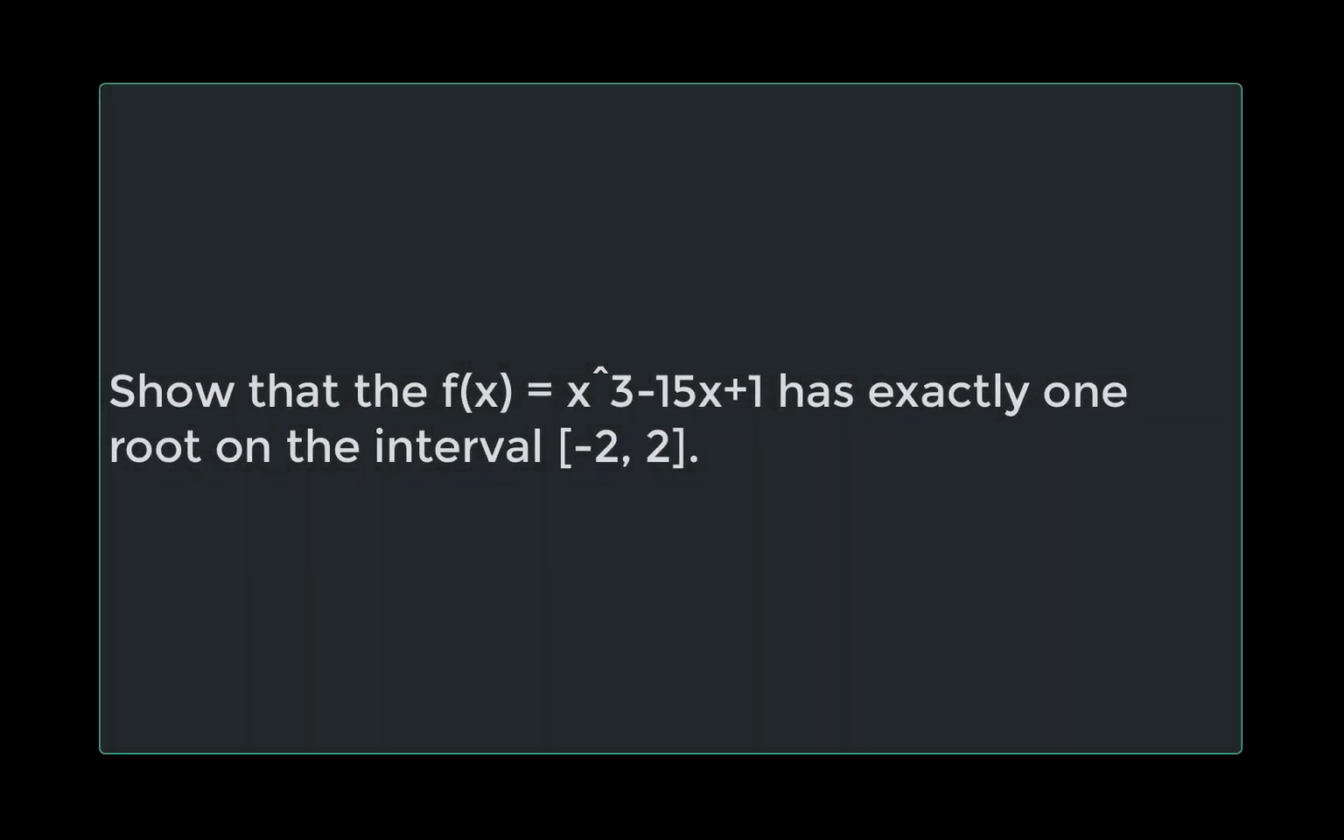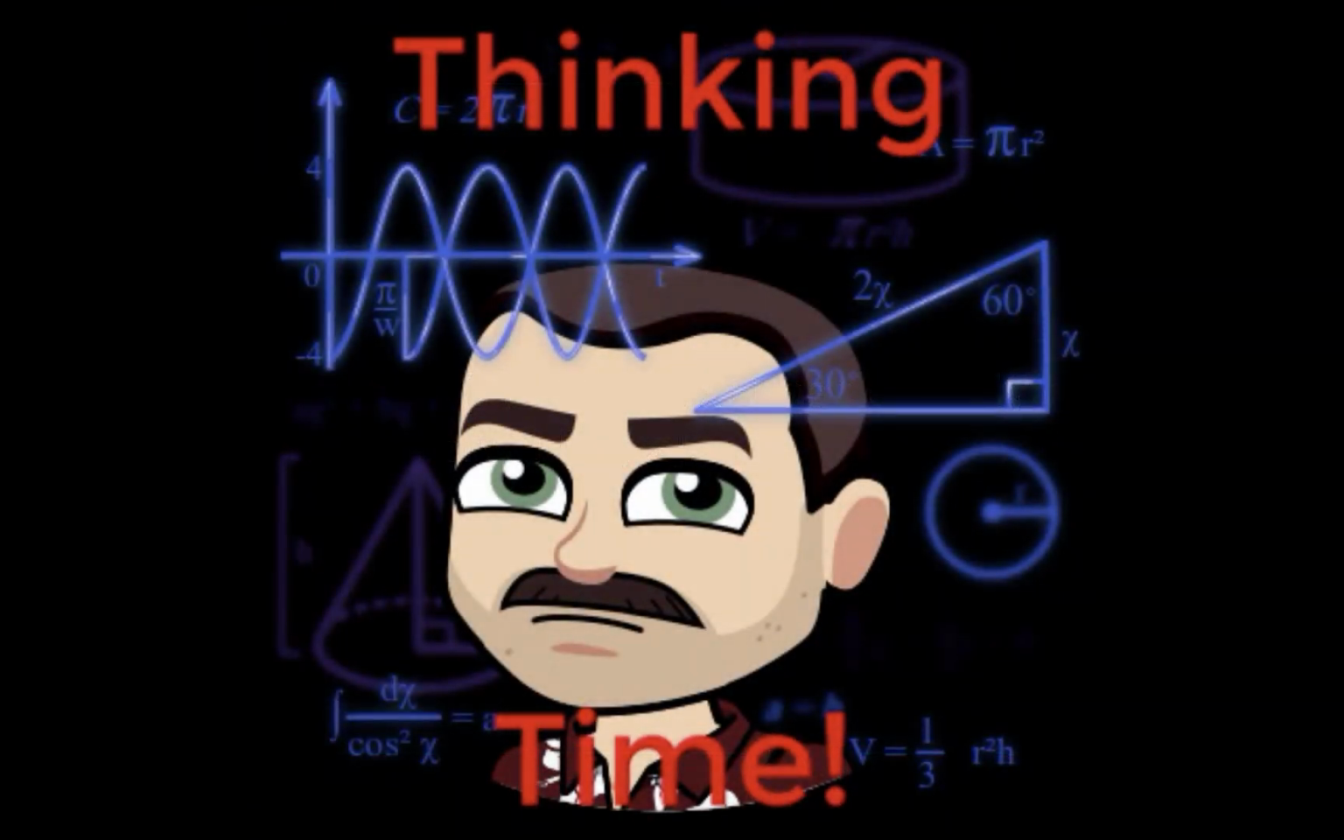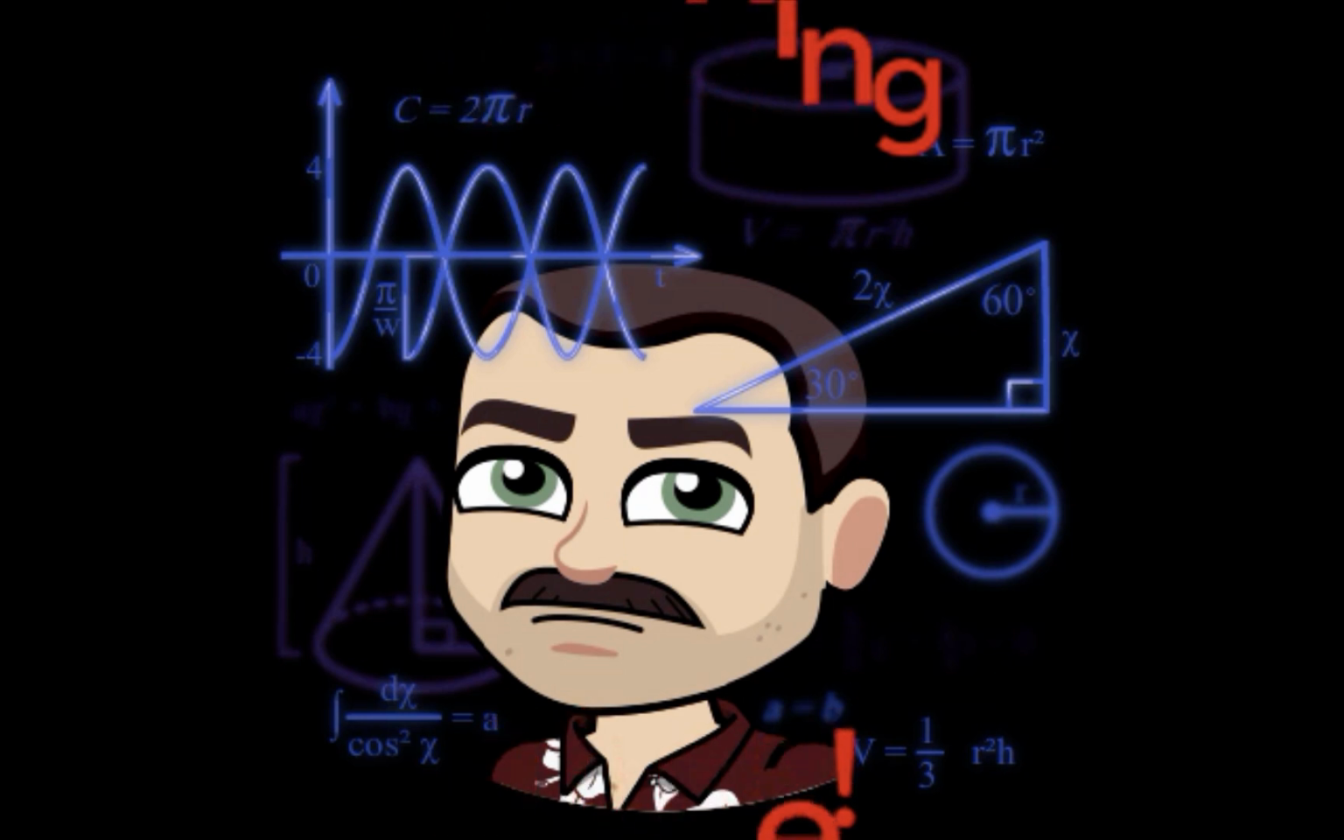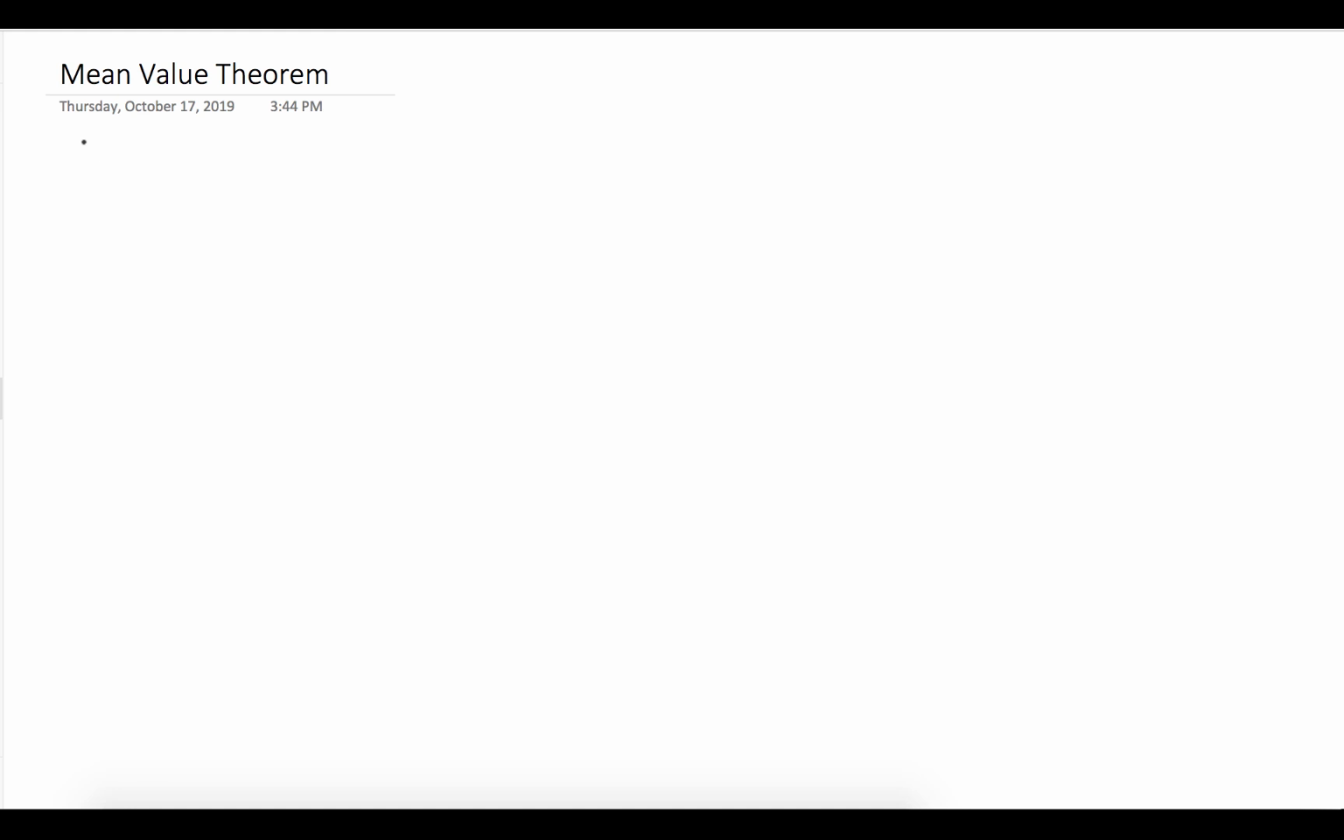The question we're working on today is, show that the function f of x equals x to the third minus 15x plus 1 has exactly one root on the interval -2 to 2. So we'll start this question by writing down the function. It's f of x equals x to the third minus 15x plus 1 on the interval -2 to 2.